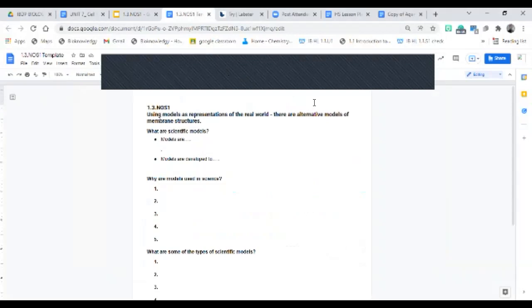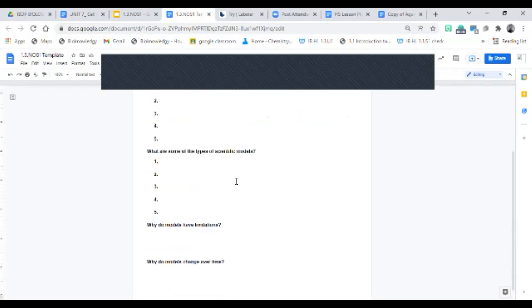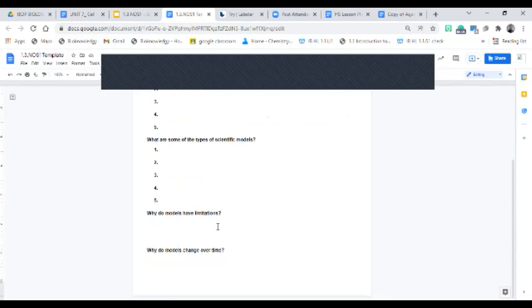One of the things that you must learn today: you must know what scientific models are, why models are used in science, what some of the types of scientific models are, why models have limitations, and why models change over time. That will take us about 15 minutes. And also, you must be in a position to give your responses on those main objectives I've just highlighted.